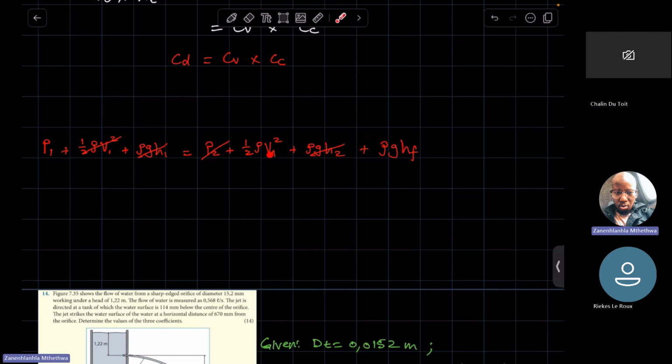So that is what I meant by both theoretical and actual being findings of the vena contracta, meaning both VT and VA being V2.